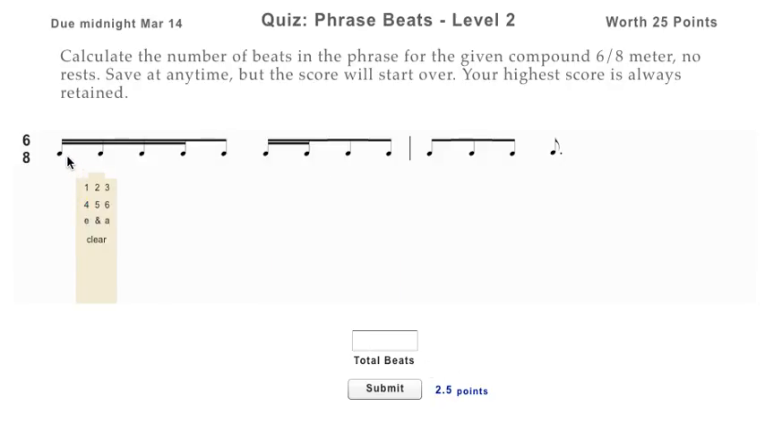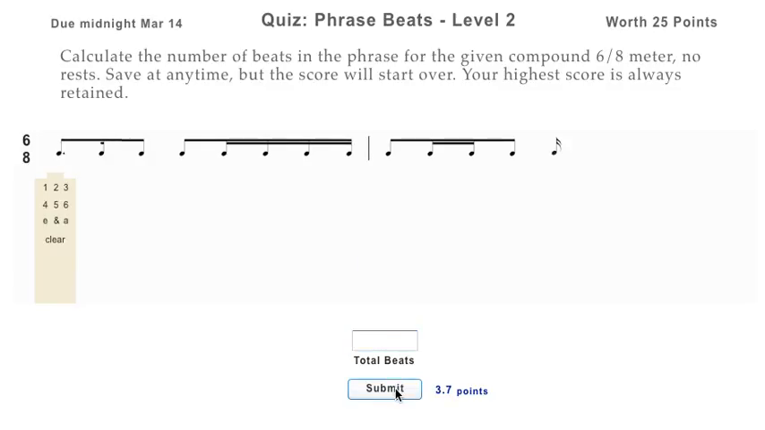So this answer would be 2 beats in the first measure. Here's another beat, and this dotted 8th note is going to be 1/2 of a beat. So we have 3 and 1/2. Again, we hit submit, and points went up.